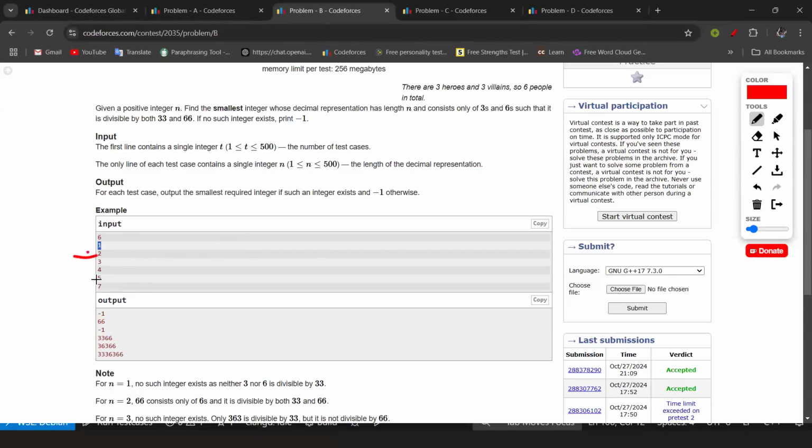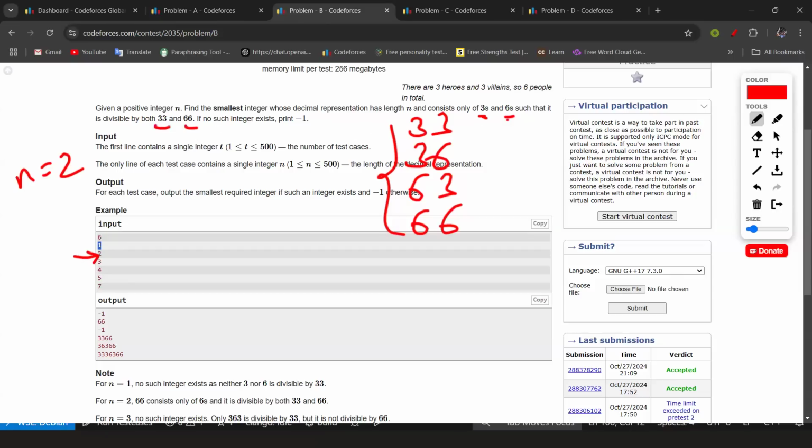Okay. Now, if we look at length 2, so for n equal to 2, using 3 and 6, what all two-digit numbers can we form? We can form 33, 36, 63, and 66. These are the only possibilities. Among them, we need those numbers which are divisible by both 33 and 66. 33 is divisible by 33, but not by 66. 36 and 63 are not divisible by either. 66 is divisible by both, so this is fine. We only have one number that satisfies it, so for 2, we print 66.